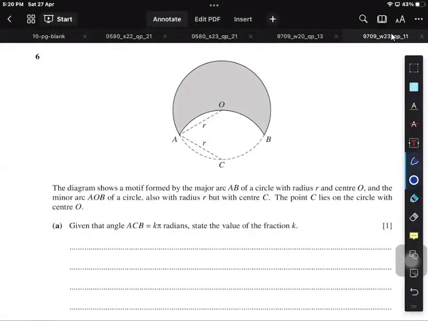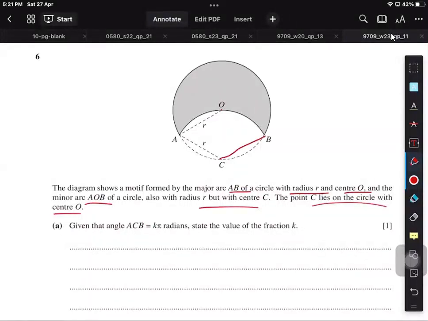Okay, let's move towards question number 6, which says that you have a motif formed by the major arc AB of the circle with radius R and center O. The center O and the major arc AB. So that is the major arc AB, right? And the minor arc OAB also with the radius R, but with the center C. So OAB is the minor arc, right? And with the center C and the radius R. Okay. The point C lies in the circle with the center O, given that angle ACB is k radians.